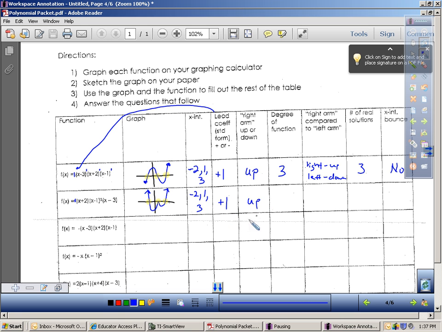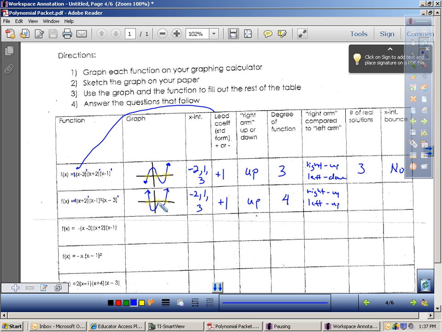Let's get our degree. This binomial is first degree, but this one here, you can see a second power. That's second degree, and then I have another first degree binomial here. I have 1, 2, and 1. That's fourth degree. And when I look at my arms, the right arm is opening up, and the left arm is opening up.